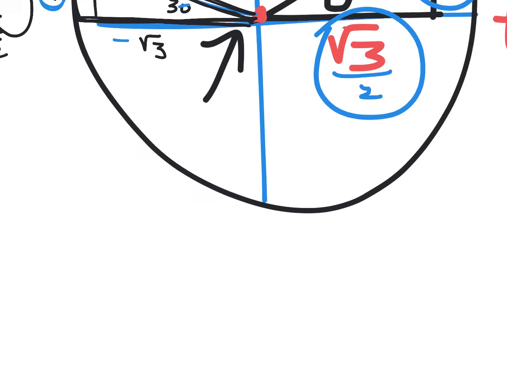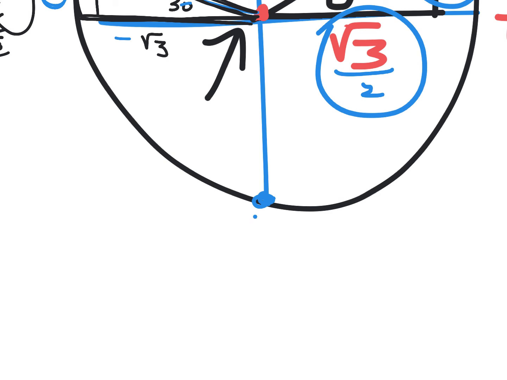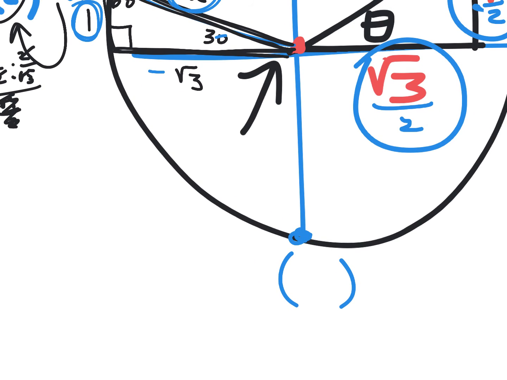I'm going to give you another point. Down here, if we're on a unit circle, is that 1 comma 0? No. It's what comma what down there? 0 comma negative 1. So I'm going to save you some time. That's 270 degrees. What's the sine of 270? Yeah, sine's the y. Sine of 270 is negative 1.